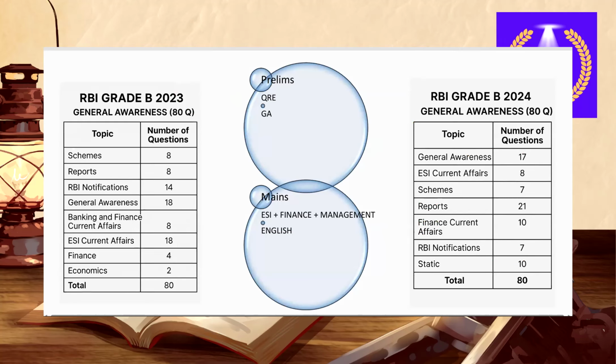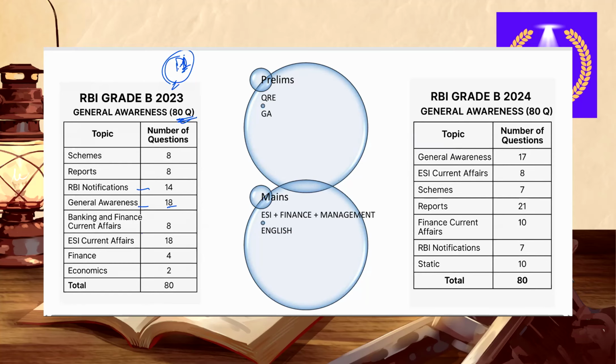We can see from this screen how RBI in phase one, I'm talking about phase one, out of 80 questions, RBI had asked 8 questions from schemes, 8 from reports, some 13 to 14 questions from RBI notifications or circulars. Then we have general awareness, miscellaneous questions from sports, defense, any important MOUs, right? Some general awareness type questions.